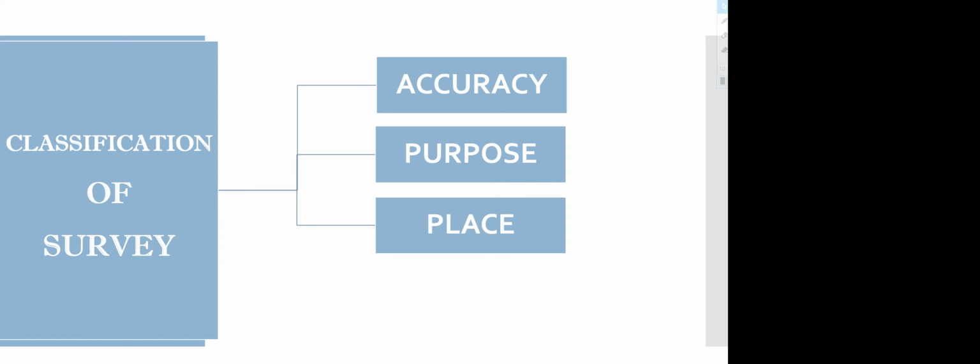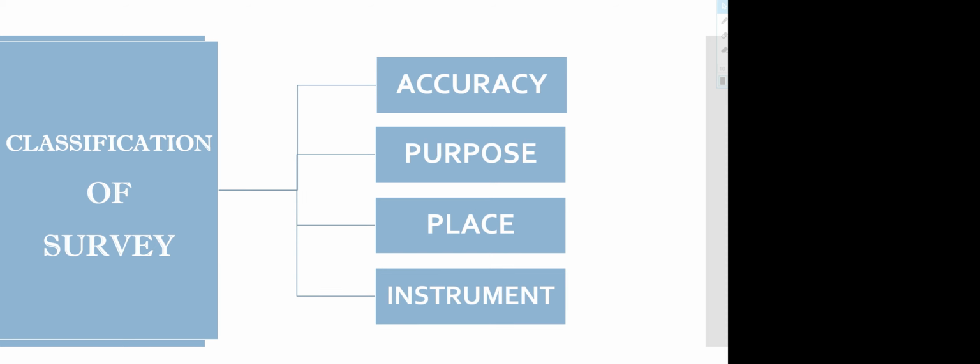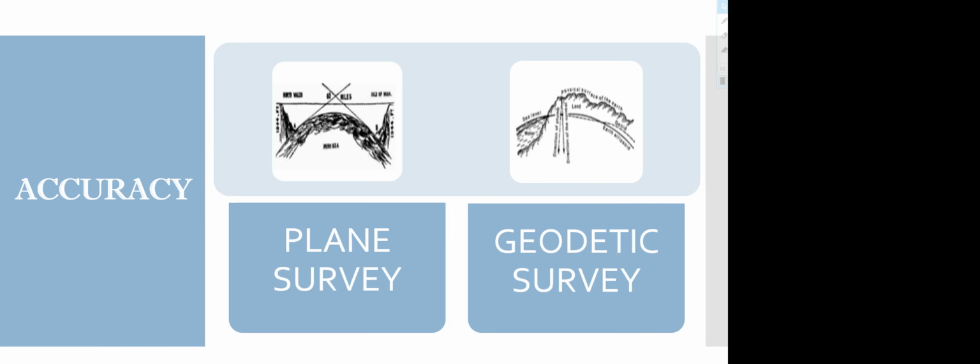We will see them one after the other. These classifications are done based on a few important aspects. First is accuracy: how accurate your dimensions or your information have to be. The second is purpose: for what purpose you are going to do your survey. The third is place, where the survey is going to happen. And finally, the instrument that is going to help you in doing the survey. With all this, your classification is divided into various categories.